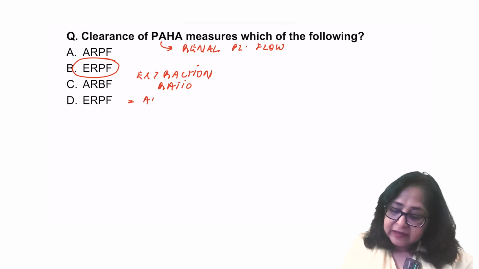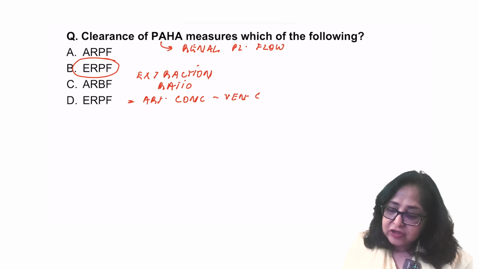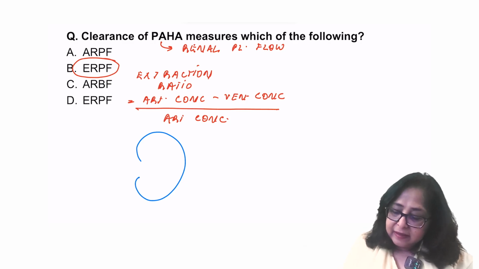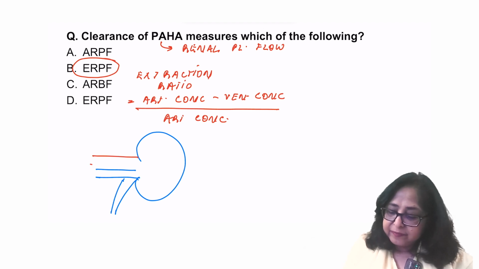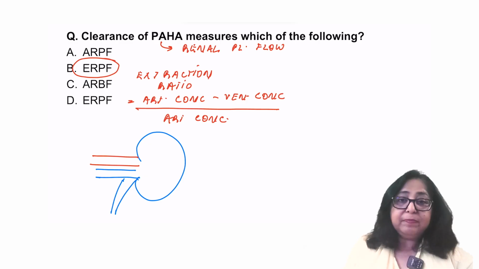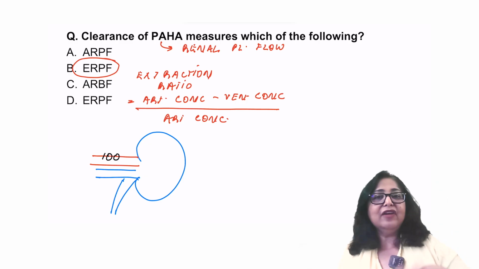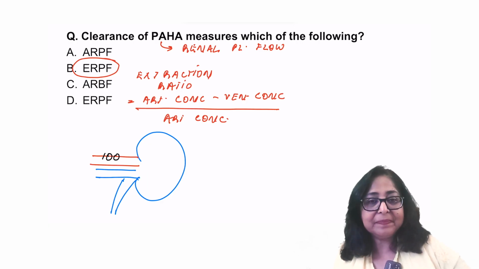this is the arterial concentration minus the venous concentration divided by the arterial concentration. So that means if I look at the kidney here, supposing I have para-aminohippuric acid in low concentration, let's say arbitrarily, if I say it's 100 in the renal artery, right?